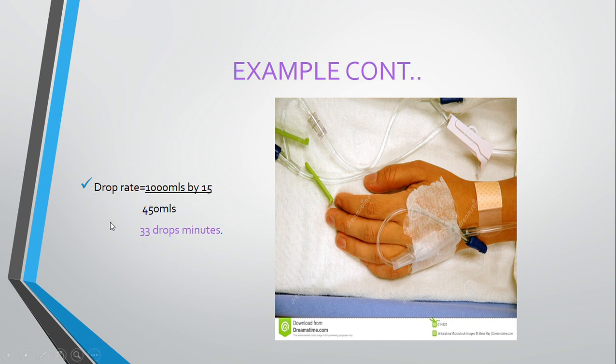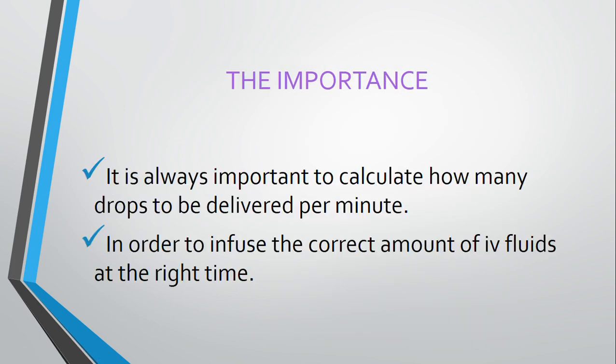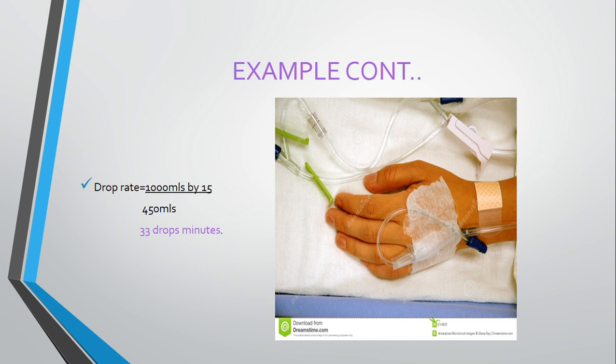Here is our formula, and we've put in the data that we've been given. So drops is equal to 1 liter, which is 1000 mls of normal saline, multiplied by 15, which is the drop factor. Then we divide this by the time, which has been converted from hours to minutes, and then we come up with the number of drops to be administered per minute. So this is how easy and simple it is.